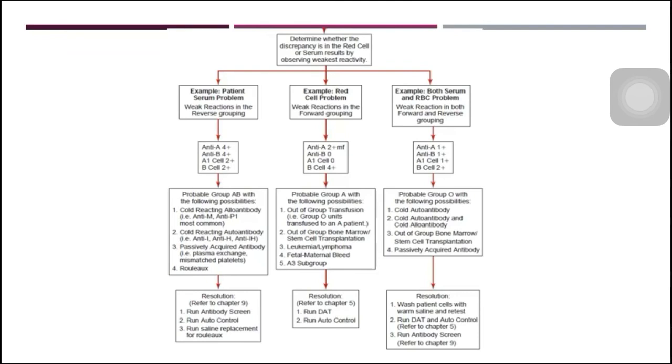So, ano yung resolution natin sa problem na to? We run the DAT. Okay? To determine kung may antibody coating the red cells. And we also run the auto control. Tama?